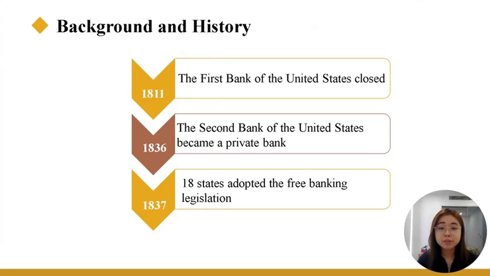First, the first Bank of the United States closed in 1811. Then the Second Bank of the United States became a private bank in 1836. Thus, the free banking era began. In 1837, 18 states adopted the free banking legislation.